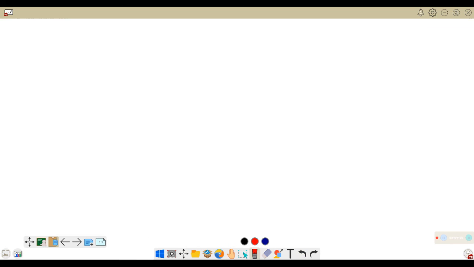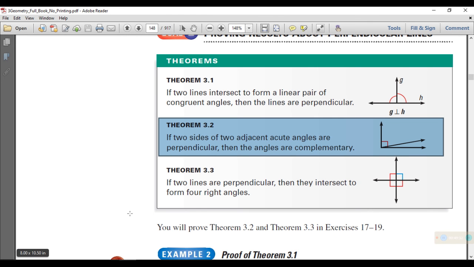Next. If two lines are perpendicular, then they intersect to form four right angles. Visually, kita na kaagad. Pag perpendicular yung dalawang lines, pag in-extend mo sila on both directions, you will have four quadrants. Each of them is perpendicular to one another. Okay?